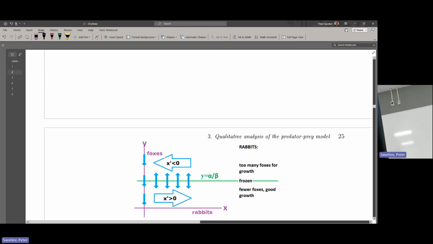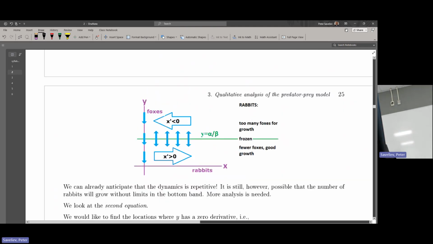Okay, here it is. Fewer foxes, good growth, or some growth. Too many foxes for any growth, and it declines actually. We are not describing in what exact manner it is declining, but it is declining. So x prime is the rabbit. The conclusions are made about the rabbits, but they are on the xy plane, which means that indirectly foxes play a role. But it is indeed the dividing line. The number of rabbits is frozen when y is equal to alpha.